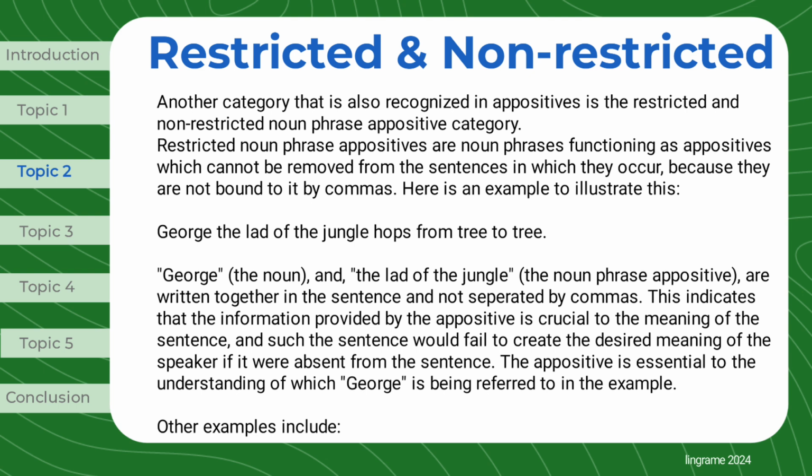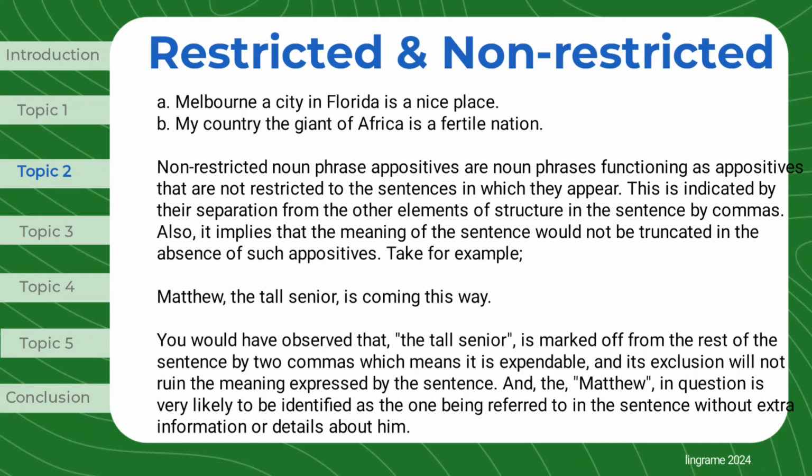George, the noun, and the lad of the jungle, the noun phrase appositive, are written together in the sentence and not separated by commas. This indicates that the information provided by the appositive is crucial to the meaning of the sentence, and as such the sentence would fail to create the desired meaning of the speaker if it were absent from the sentence. The appositive is essential to the understanding of which George is being referred to in the example. Other examples include, Melbourne a city in Florida is a nice place. My country the giant of Africa is a fertile nation.